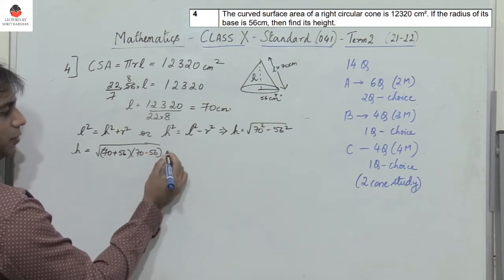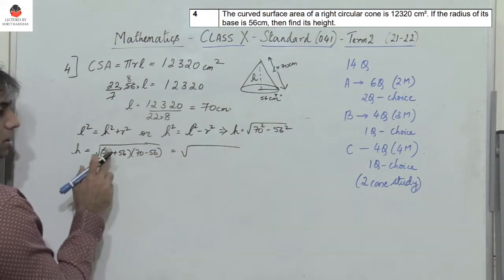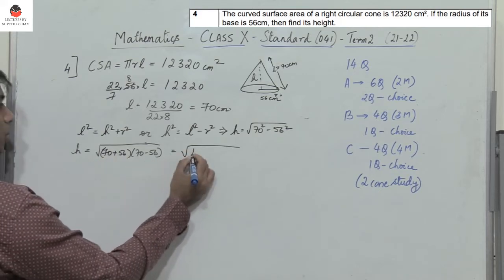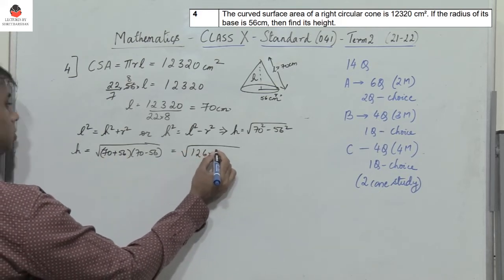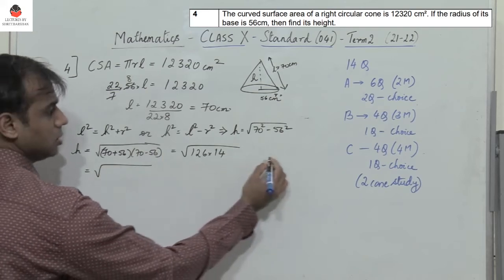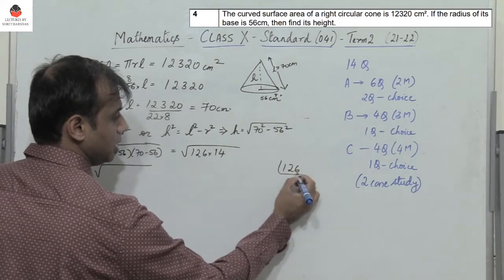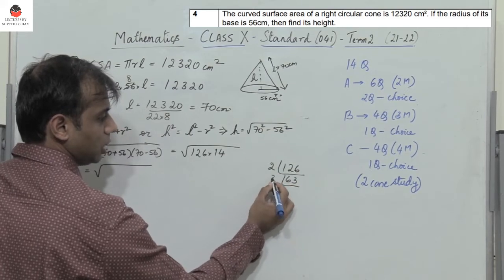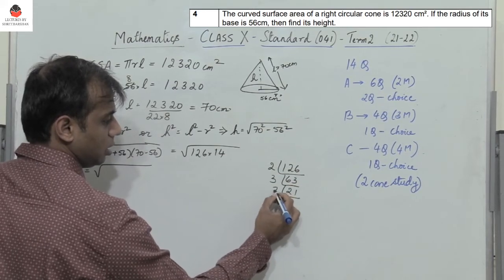So this simplifies the whole calculation. So 70 plus 56 gives me 126 into 14. I need to find the square root. So find the prime factors of 126. So 126, 2 times 63. Then you have 3 times 21.